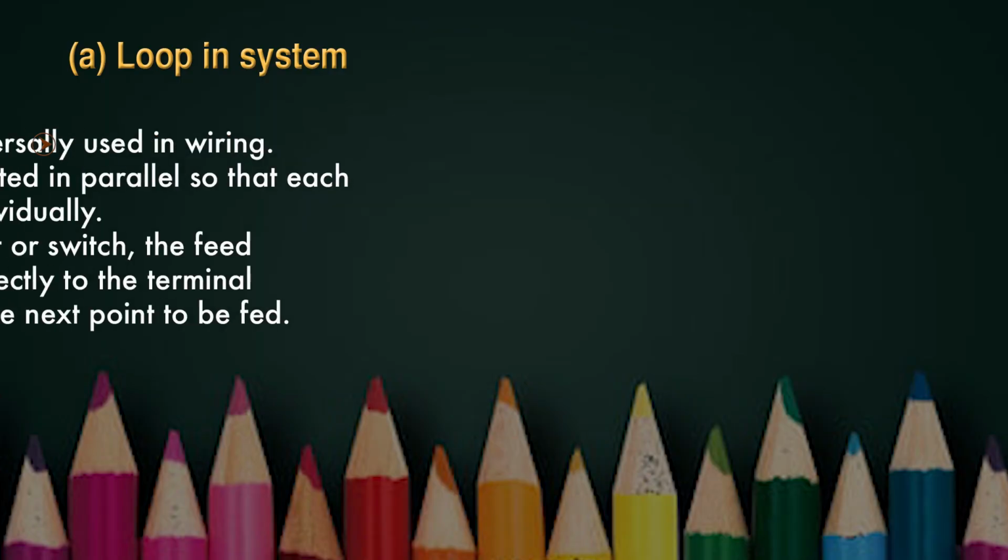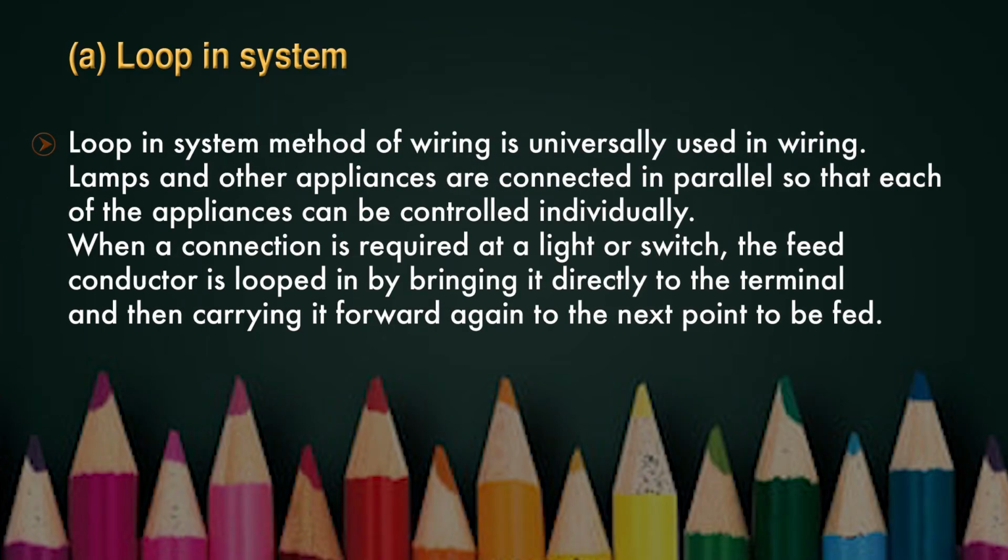So first we are going to discuss the loop-in system. The loop-in system method of wiring is universally used in wiring. Lamps and other appliances are connected in parallel so that each of the appliances can be controlled individually. When a connection is required at a light or switch, the feed conductor is looped by bringing it directly to the terminal and then carrying it forward again to the next point to be fed.